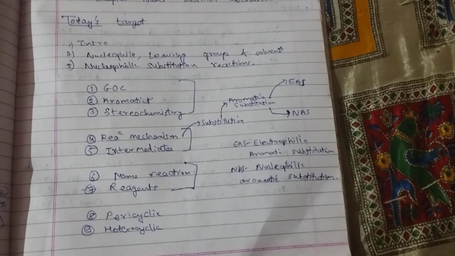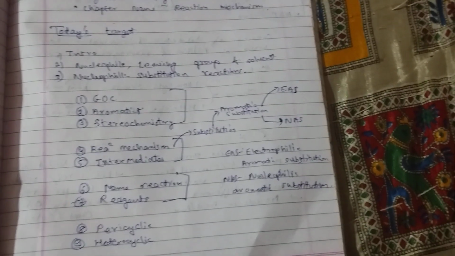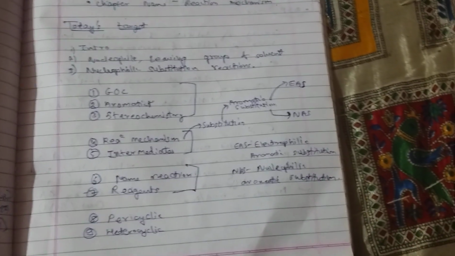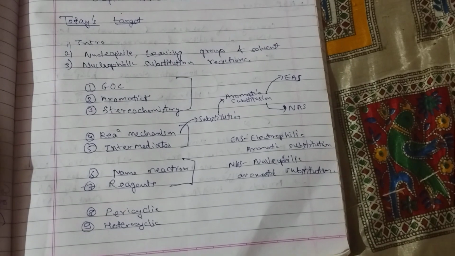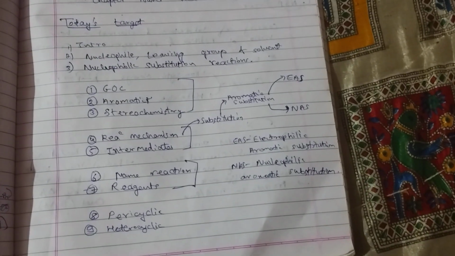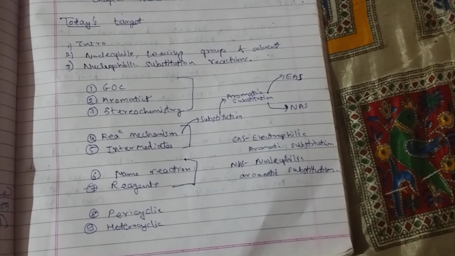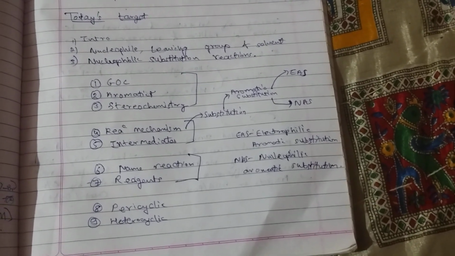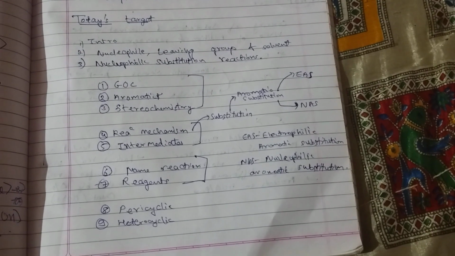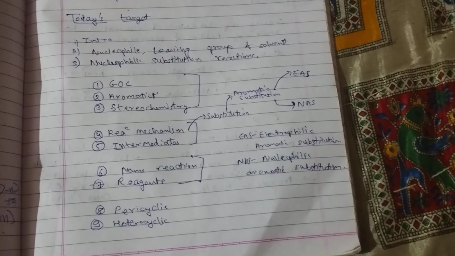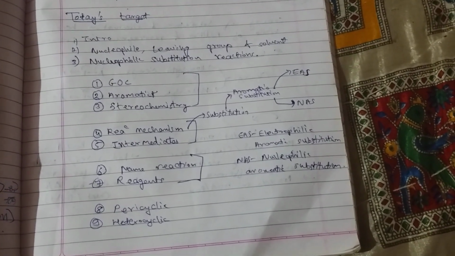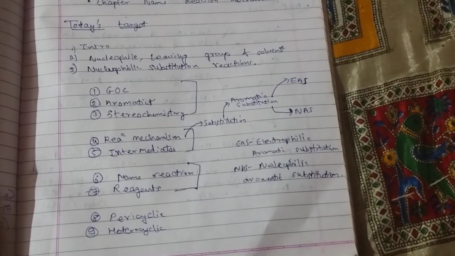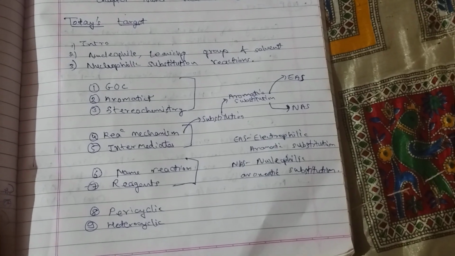Okay, from today I am starting the explanation of reaction mechanism. So what are my today's targets? It's the introduction of what is reaction mechanism, then some basic terms which one should know before learning reaction mechanisms, like what is a nucleophile, what is an electrophile, what is a leaving group and solvent, and what is a nucleophilic substitution reaction.